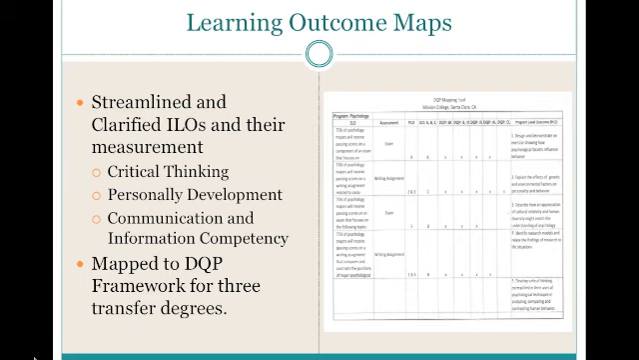We then had to streamline and clarify our ILOs, and we went from having, I think, about 16 of them down to 3. The critical thinking, which we actually consider part of the quantitative as well, personal development, communication and information competency, and then, as I said, we mapped them to the DQP framework for the 3 transfer degrees. These departments have ADTs, which is the Associate Degree for Transfer.